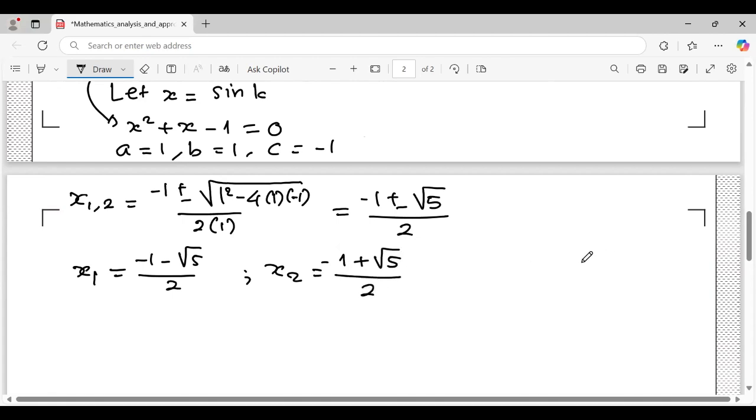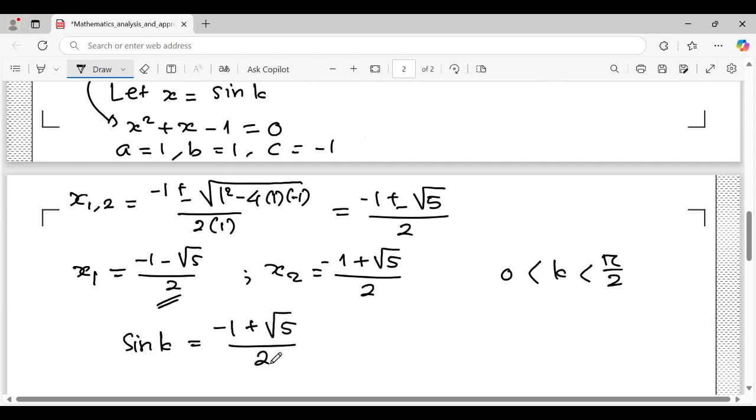Since the interval of k is 0 to pi over 2, we are not using this result because it is a negative number. So we are going to use this result. The conclusion: sine k equals minus 1 plus square root 5 over 2.